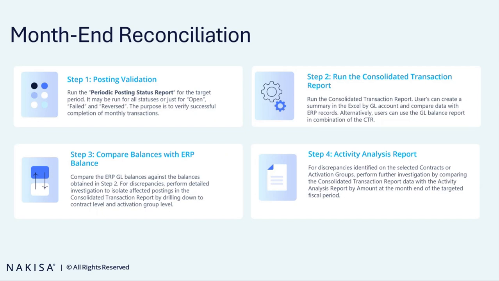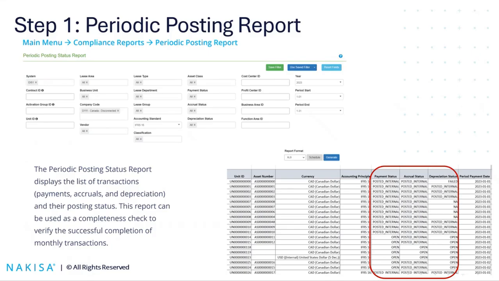So our first step is to validate our monthly posting. This can be done with our periodic posting status report. Our step 2 is to run the consolidated transaction report. And then our third step is to compare that consolidated transaction report with the balances in your ERP system. And then if any discrepancies are noted, we would move on to step 4, which is to generate the activity analysis report.